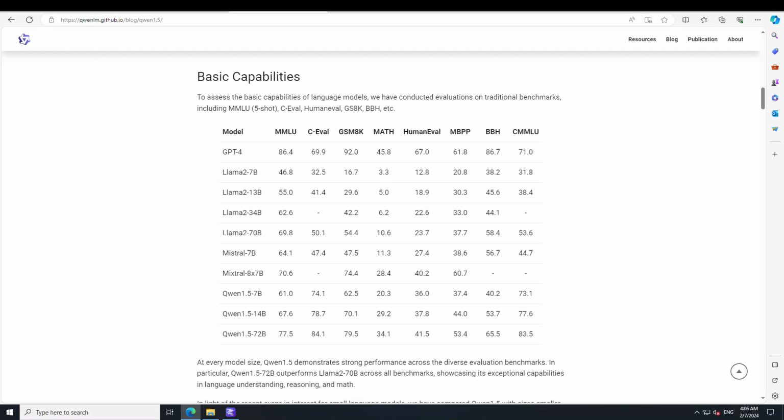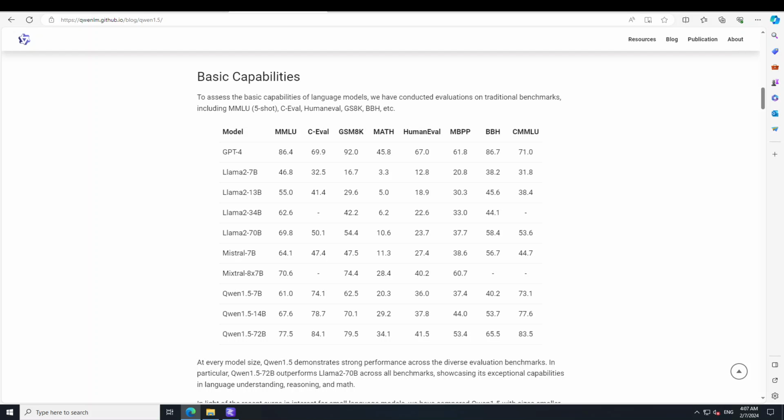And the traditional benchmarks they have used are MMLU, which is 5-shot, C-Eval, HumanEval, GSM8K, BBH, and a few others. And if you look at the comparison, at every model size, Qwen 1.5 has demonstrated strong performance across the diverse evaluation benchmarks. In particular, Qwen 1.5 72 billion outperforms Llama 2 70 billion across all benchmarks. How amazing is that? Showcasing its exceptional capabilities in language understanding, reasoning and math, and we will also see it in our demo when we install it.